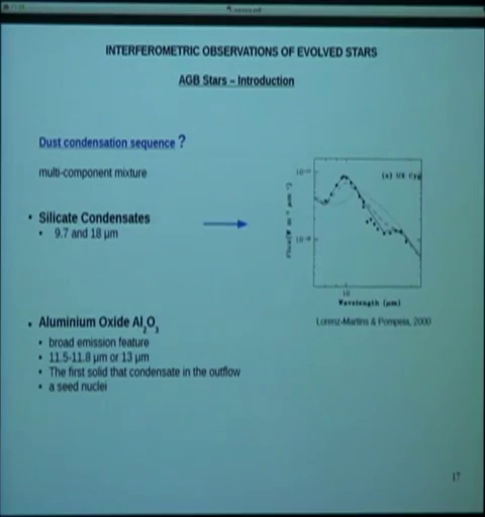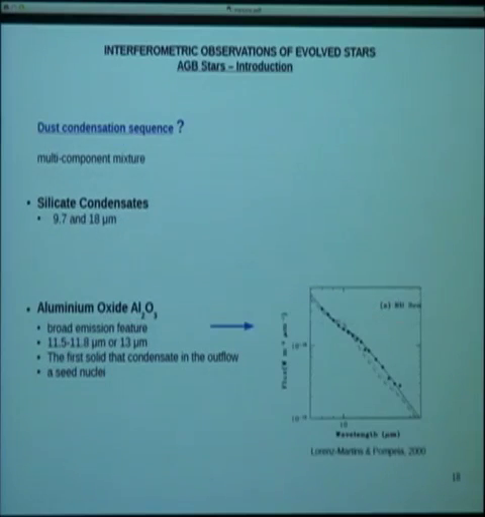Here you can see a plot of flux versus wavelength. Silicates have the main features at 9.7 microns and 18 microns, where the 9.7 micron feature is a little bit more pronounced. For aluminum oxide, the feature is not that significant. It's a broad emission feature, at 11.5 to 11.8 or 13 microns. It is believed that aluminum oxide is the first solid condensate in the outflow of oxygen-rich stars, and it serves as seed nuclei for condensation of other elements.